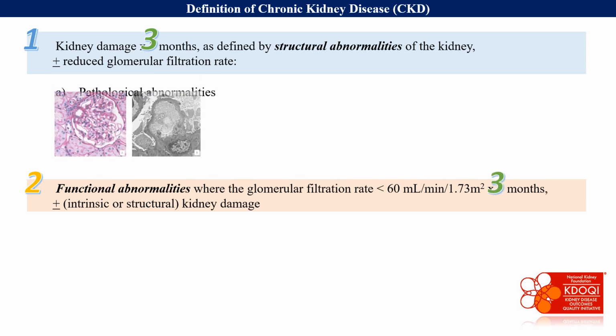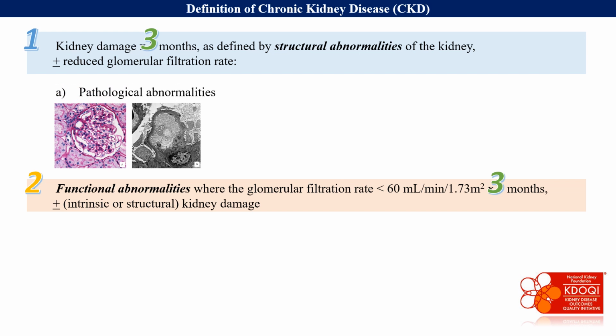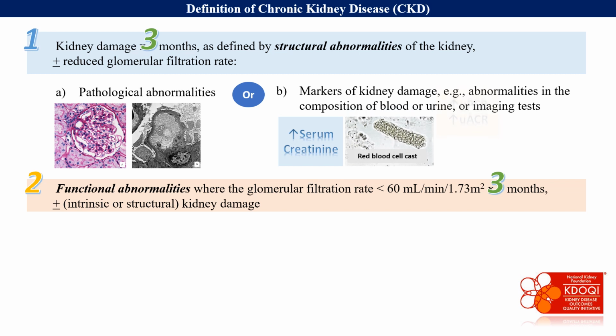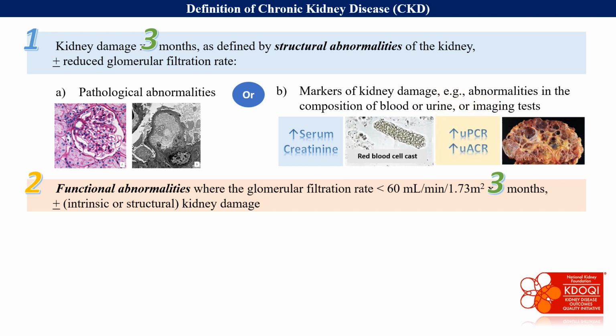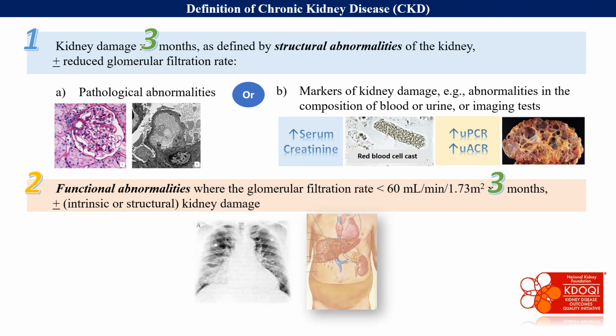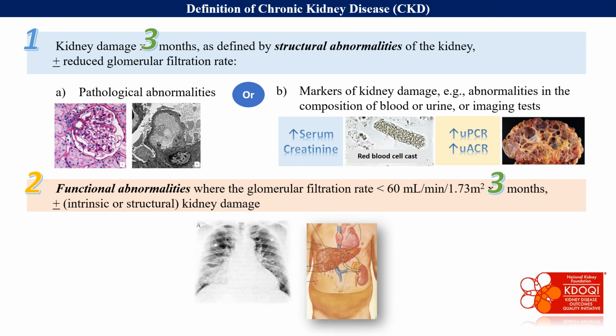Structural damage may be defined as having pathological abnormalities or markers of kidney damage, such as abnormal composition of blood or urine or imaging tests. Functional abnormalities without structural damage may be seen in patients with reduced glomerular filtration due to reduced cardiac output due to any cardiac pathology or severe renal vasoconstriction associated with hepatorenal syndrome.